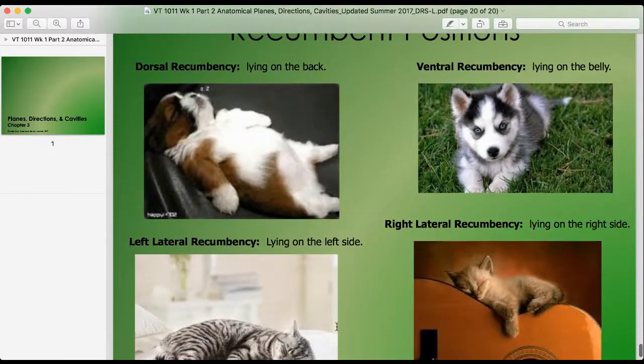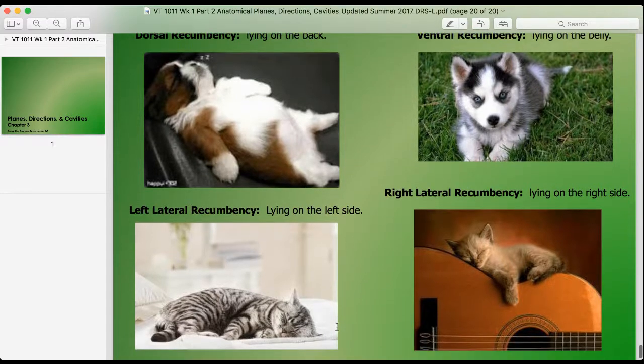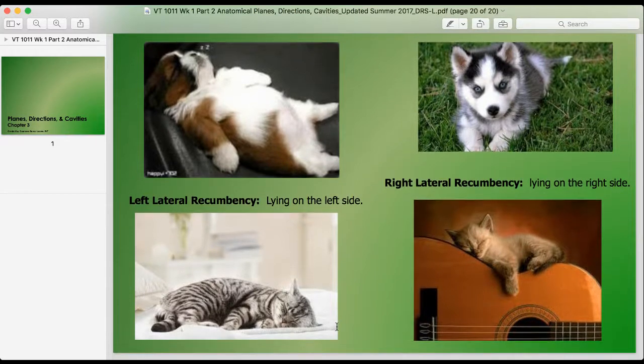If we talk about a dorsal recumbent animal, I would really pay attention to these photographs, because I can readily have these on a quiz. When it is dorsal recumbency, B-E-N-C-Y, it is lying on its back. Ventral recumbency is lying on the belly. Left lateral recumbency is lying on the left side, and right lateral recumbency is lying on the right side.